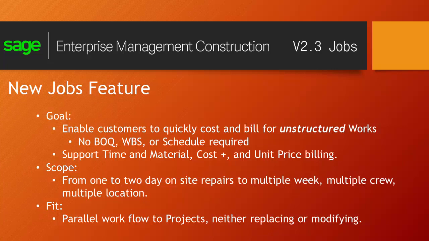We wanted to be able to address those smaller works that don't necessarily have a BOQ or a work breakdown structure or a schedule or a formal contract, subcontract, and change management structure. These types of jobs could be a 1 or 2 day affair with one crew of people going out to a site to repair an air conditioner or install a piece of equipment or what have you. Or could be a multi-day affair where the goal of the project is to roof a building or to repair a building from water damage or what have you.